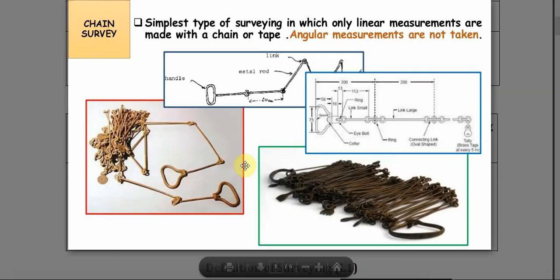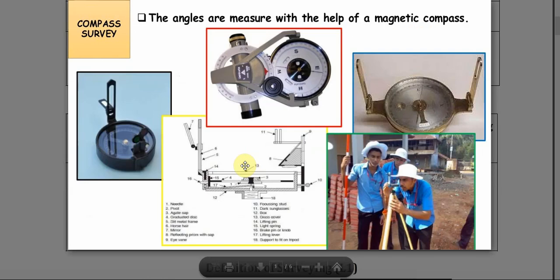So this is a chain. All the survey in the 18th, 17th century, all the distances were measured using a chain. There are many types of chain, metric chain, reckoning chain, etc. So if you are using a chain, then it is called chain survey.